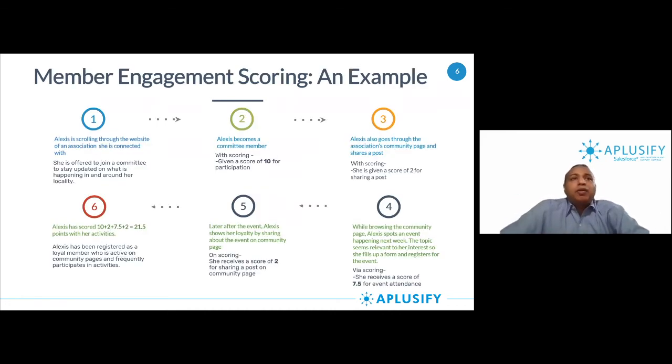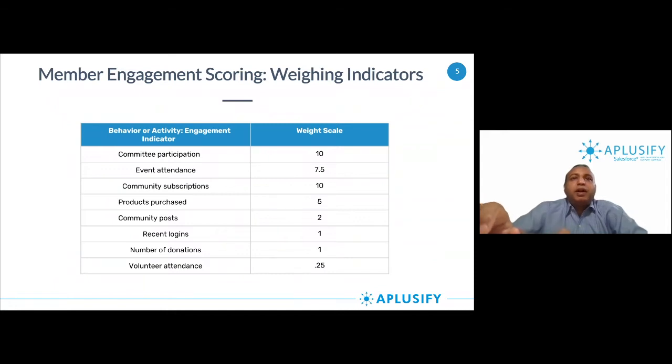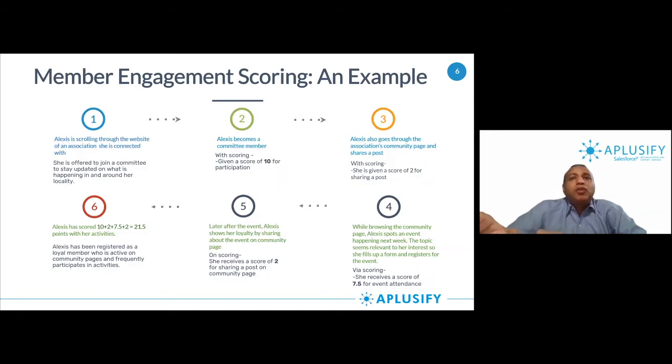Now, let's take an example of how you can actually use the previous engagement indicators and the weightage for those engagement indicators to get a score, right? As an example, Alexis is scrolling through your website and she is offered to join a committee, right? So she becomes a committee member. Now, in the previous slide, for every committee participation we have a weightage of 10, right? So she gets a score of 10 for participation. You give her 10 points in your system.